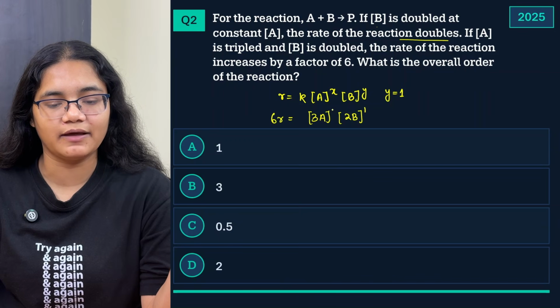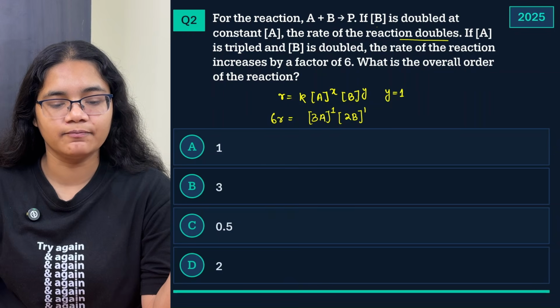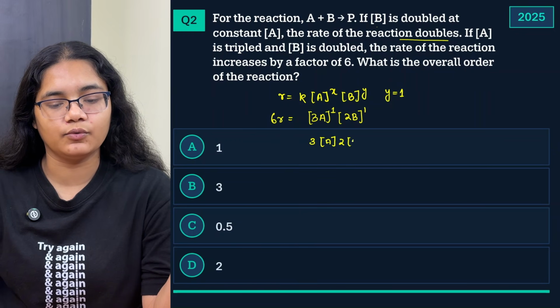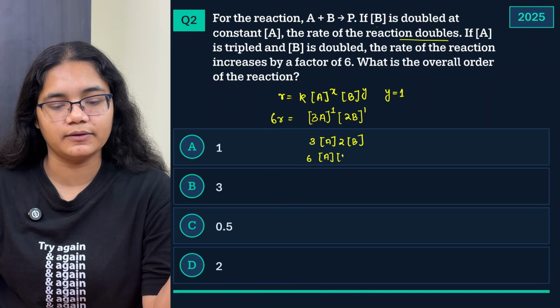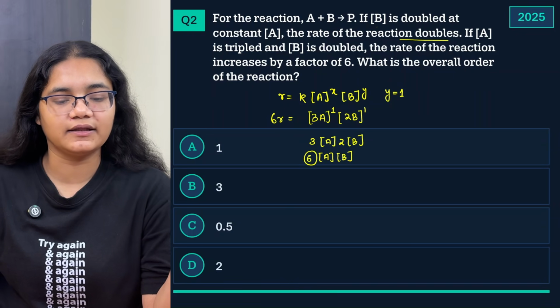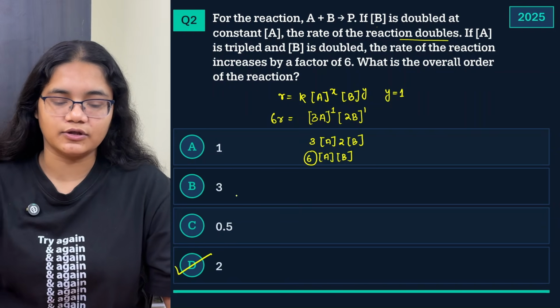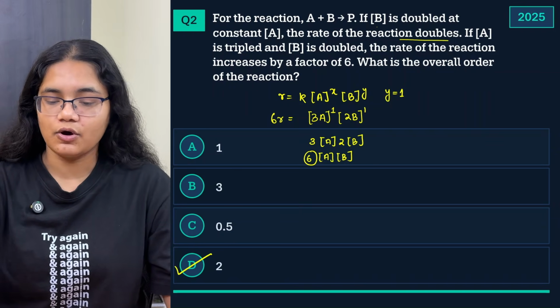Now we know that the y value is 1, and this becomes 6 times of r. That means what should be the value of x here? This one should also be 1. Then only if you have 1 here and 1 here, I will get 3 into A into 2 into B, and that will give me 6 times of A into B. So that is when the rate will become 6 times. So what is the overall order of the reaction? It is 2. So the correct answer for this question will be option number D.